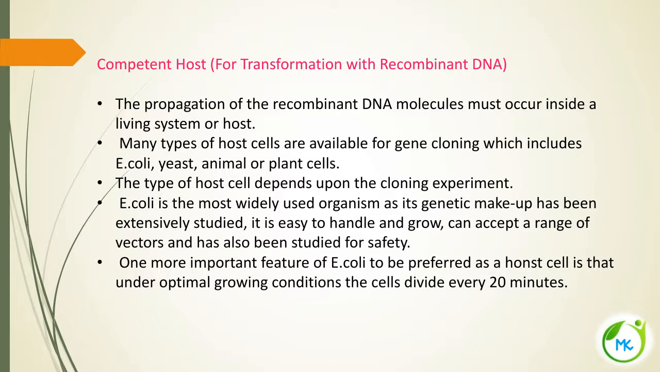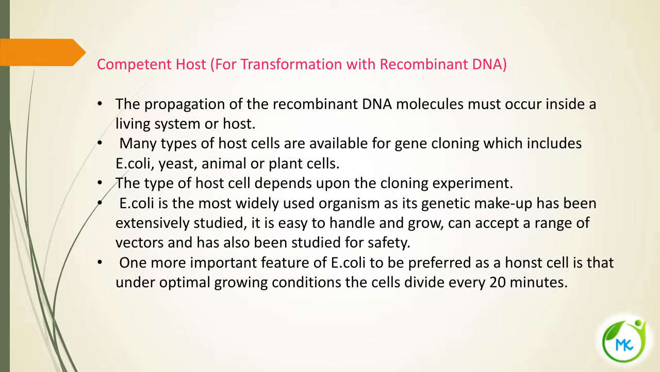So already we have seen in detail about the enzymes. In enzymes we have seen the restriction endonucleases, DNA ligase and alkaline phosphatase. And under vector we have seen the properties of vector, and also the types of vector, about the plasmid. In plasmid itself we have discussed pBR322 and Ti plasmid. So the third important basic tool for the process of genetic engineering is the competent host.